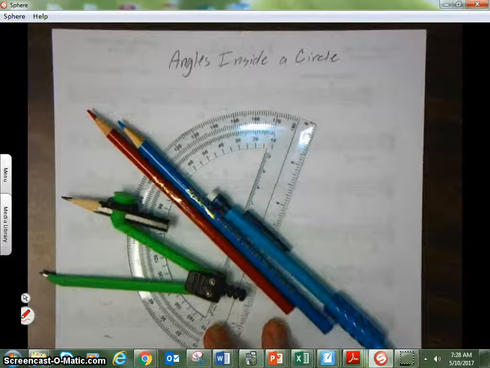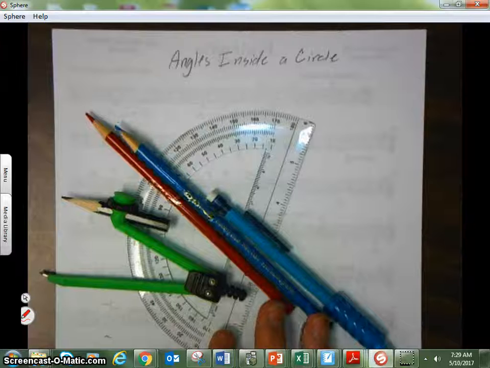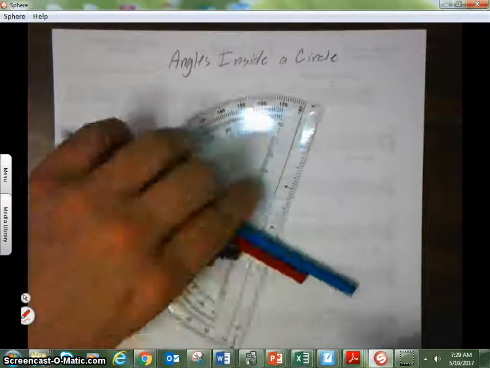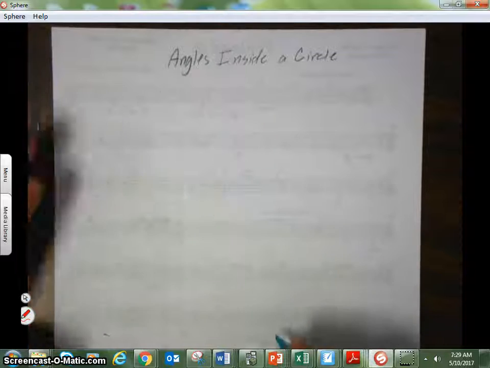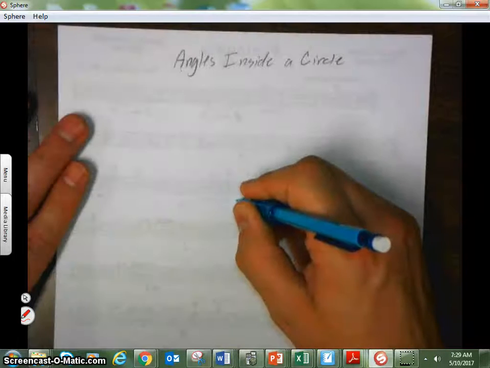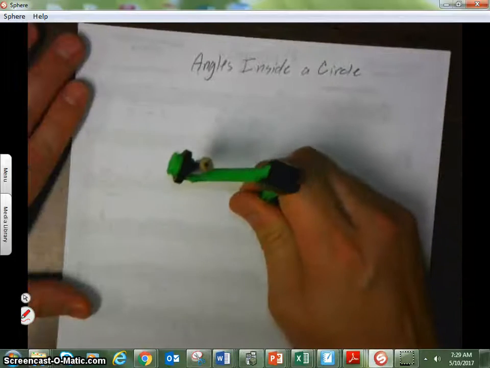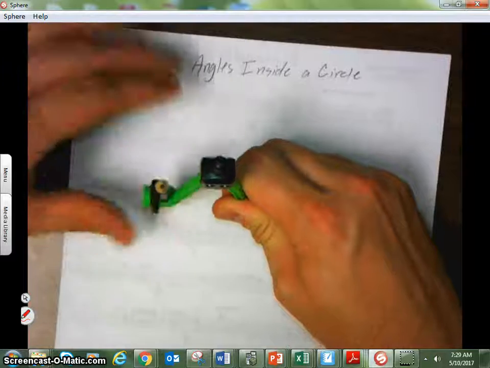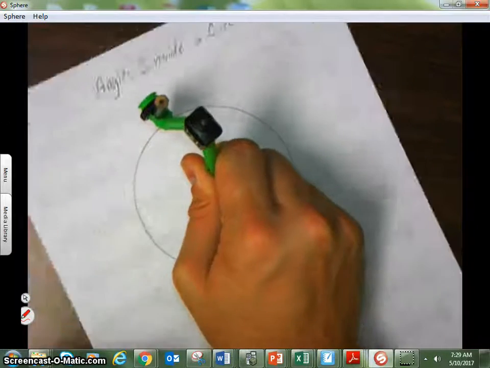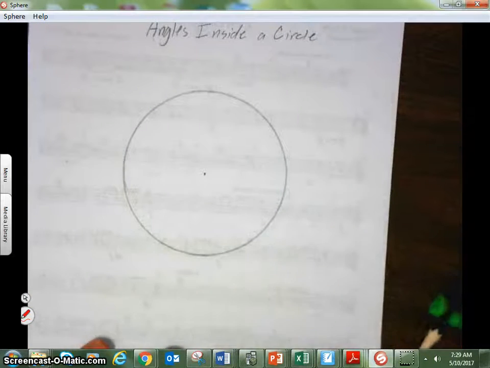For the demonstration, I'm going to use a compass, a protractor, and a couple of different pencils, so that things don't all blend together by doing everything in pencil. So to start with, we're going to make a circle. Nothing really incredible here, just big enough so that we can draw on it and measure the things that we draw on it.